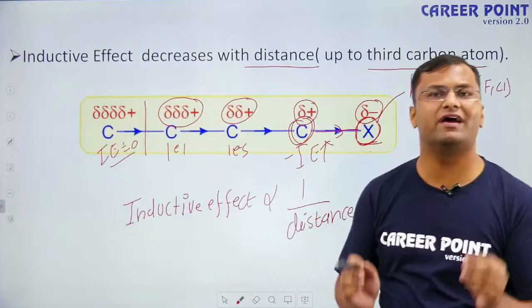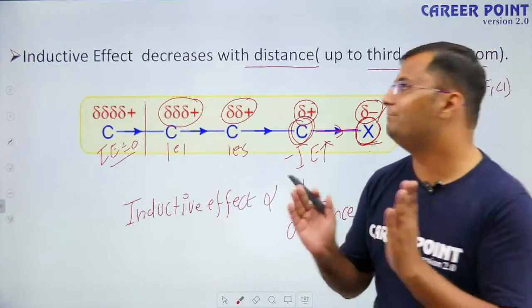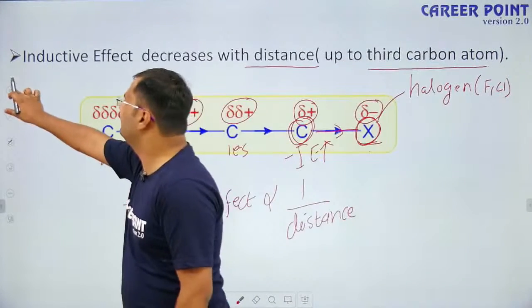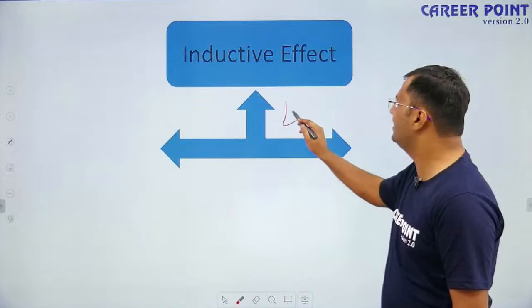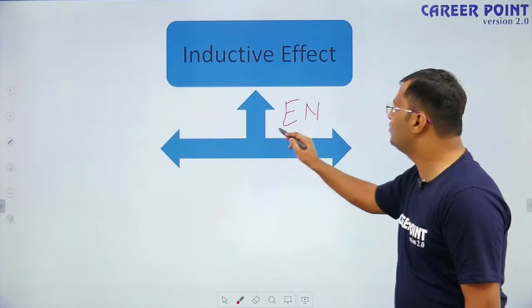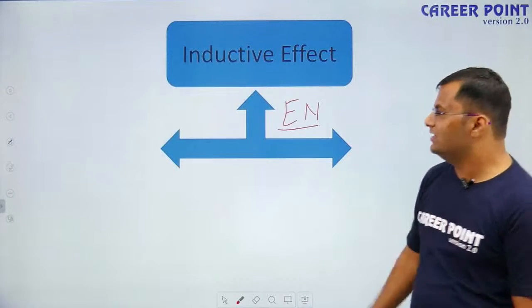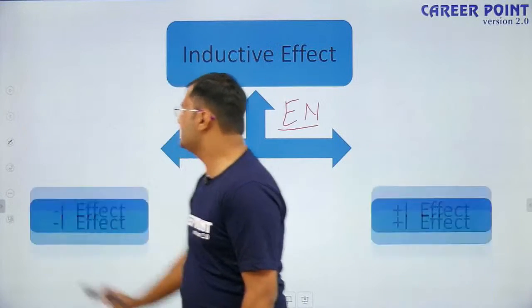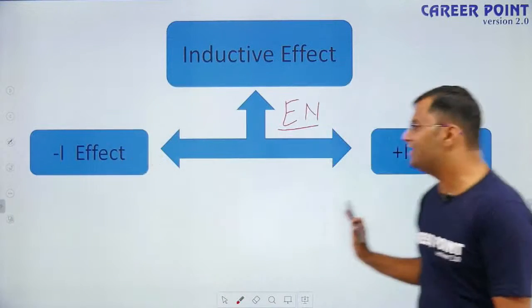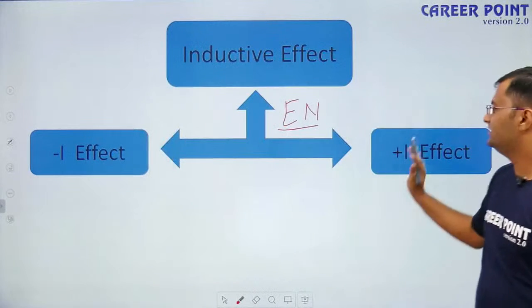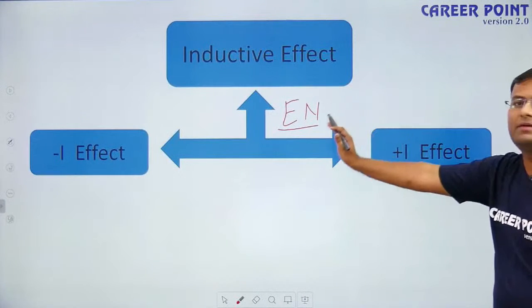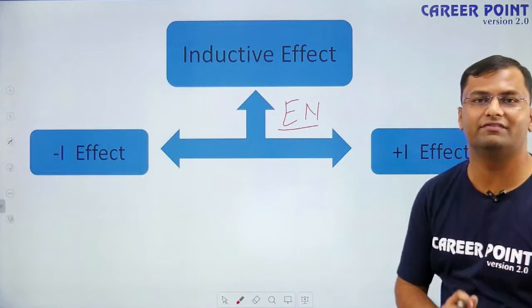Okay, so the inductive effect will be divided into two parts on the basis of electronegativity difference. Clear? So what are the parts? First is the minus I effect and second is the plus I effect, on the basis of electronegativity.